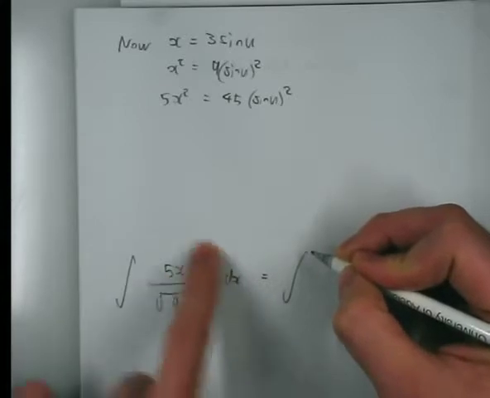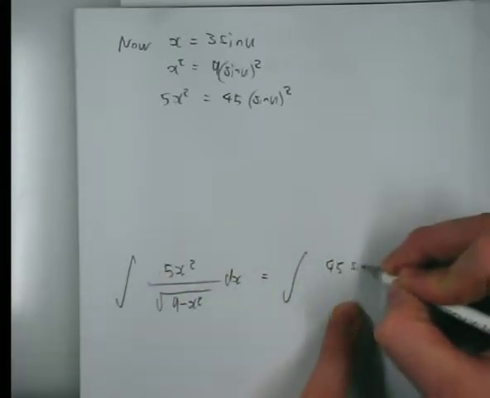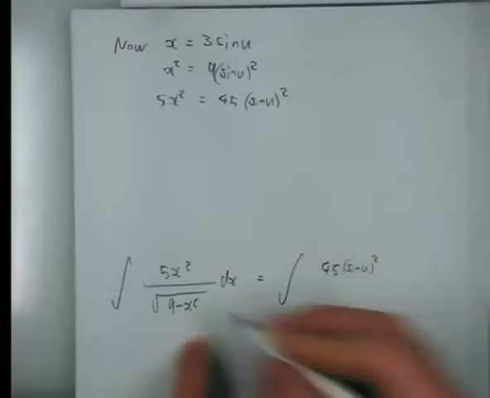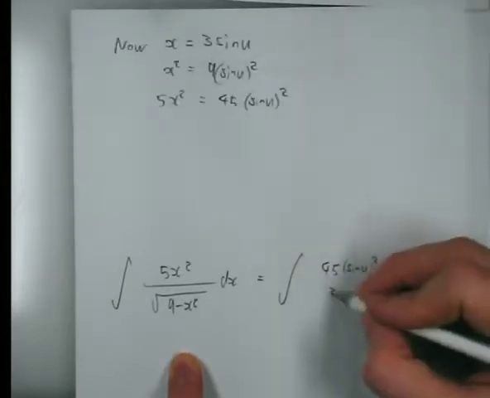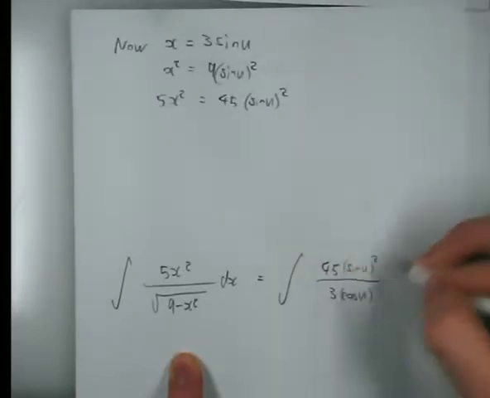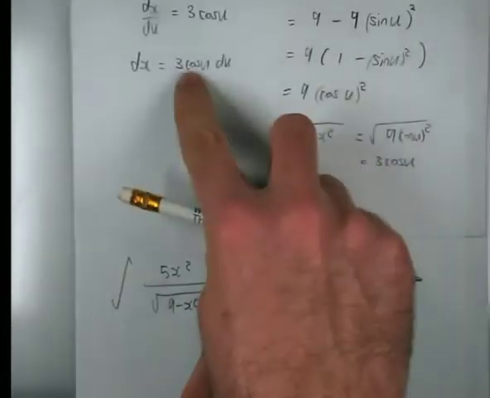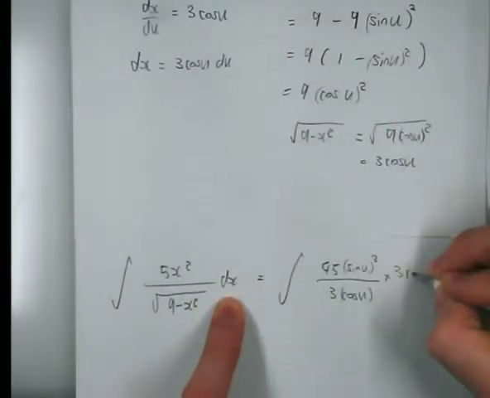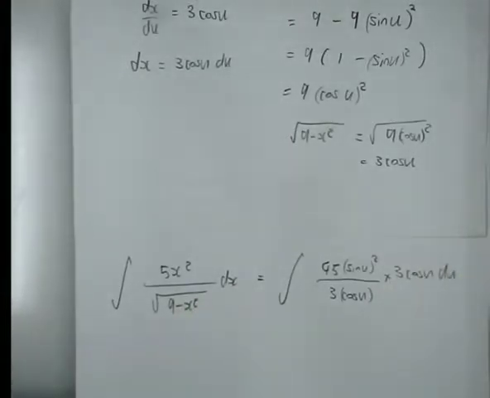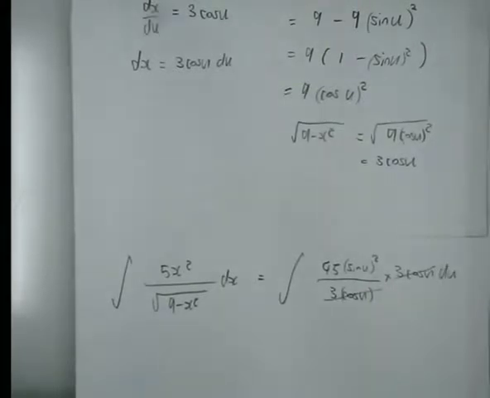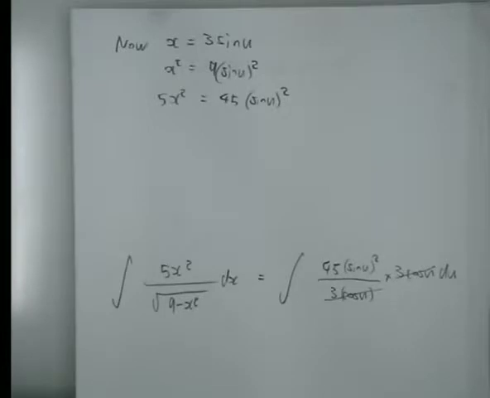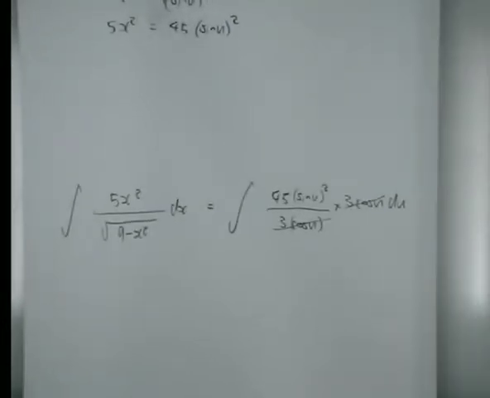So the 5x squared is 45 sine u squared. All of that root there was 3 cos u. And the dx was 3 cos u du, which conveniently cancels with the bottom. Magic! You'd think that I designed it that way. So, now I need to integrate 45 sine u squared.